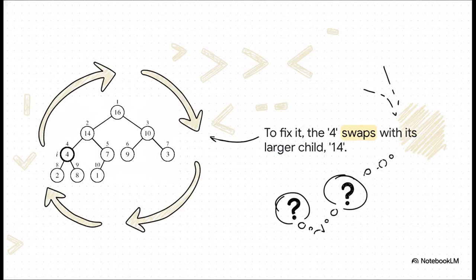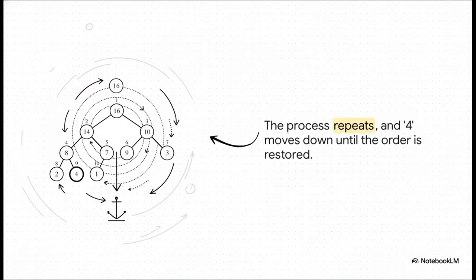So the fix begins by swapping the out-of-place node with its largest child. The 4 and 14 trade places. Now, this solves the immediate problem, but did we maybe just create a new one further down the tree? Yep, we did. Now the 4 is a parent to 8 and 7, and it's still smaller. So the process just repeats itself. The 4 swaps again, kind of trickling down the tree until it finally lands at a spot where it's no longer smaller than its children. And just like that, the order is fully restored.